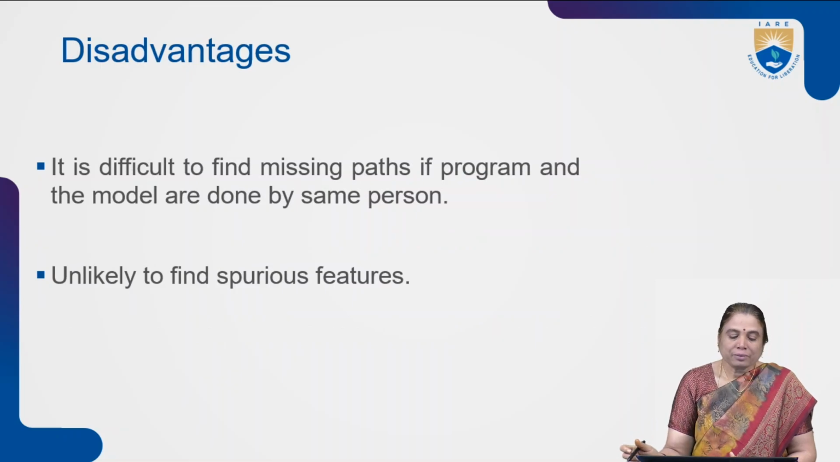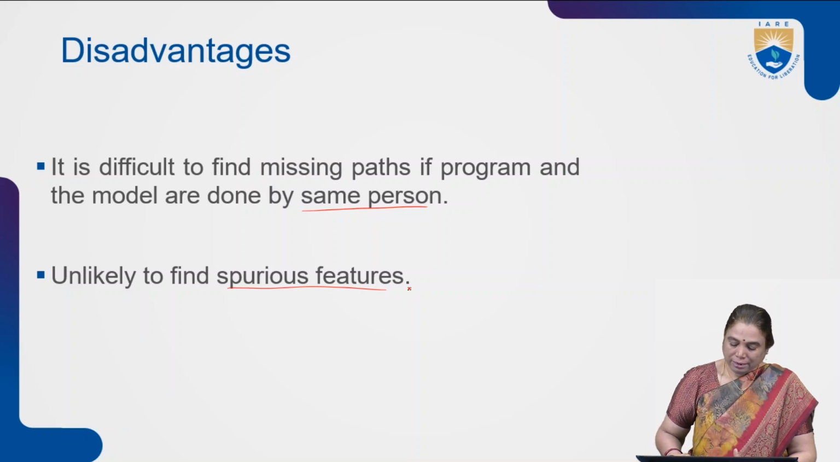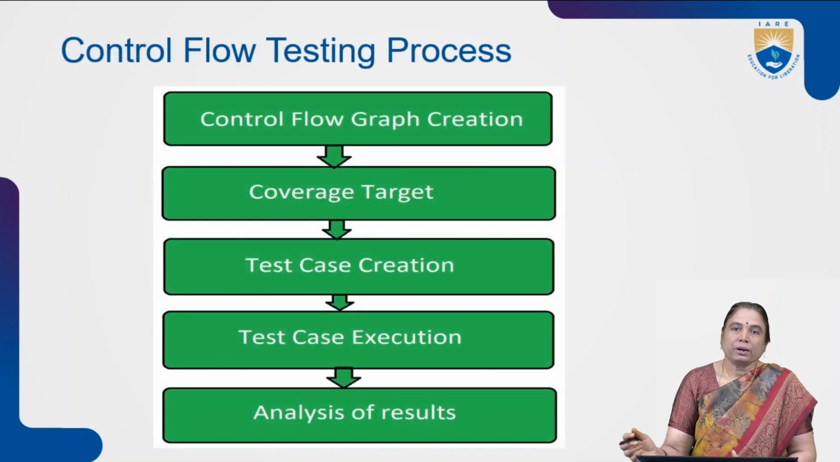The disadvantage is that it is difficult to find the missing parts if the program and model are done by the same person. So if development and testing are carried out by the same person or the same division, then identifying a missing path is a difficult task. It is also unlikely to find spurious features. These are the disadvantages of control flow testing.